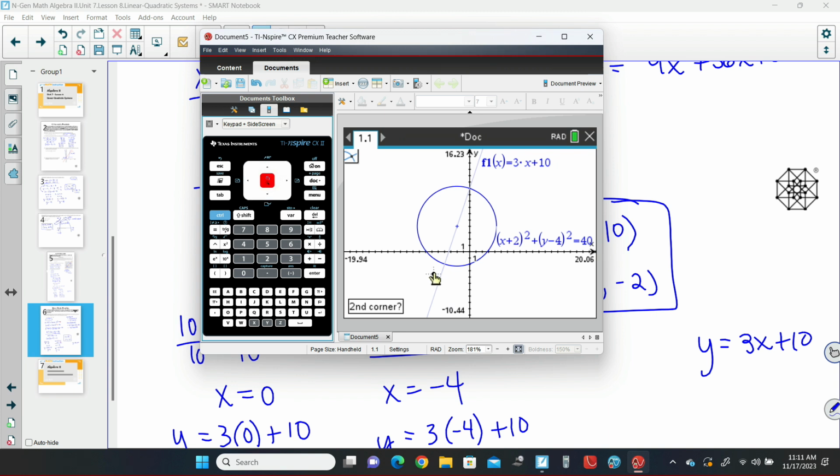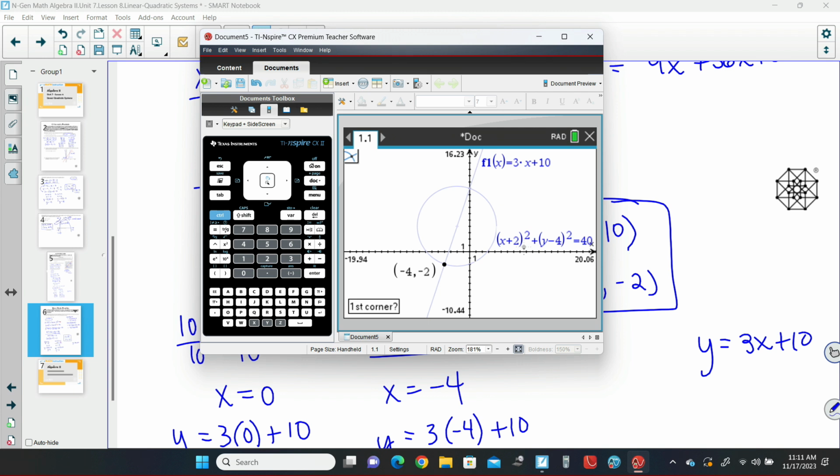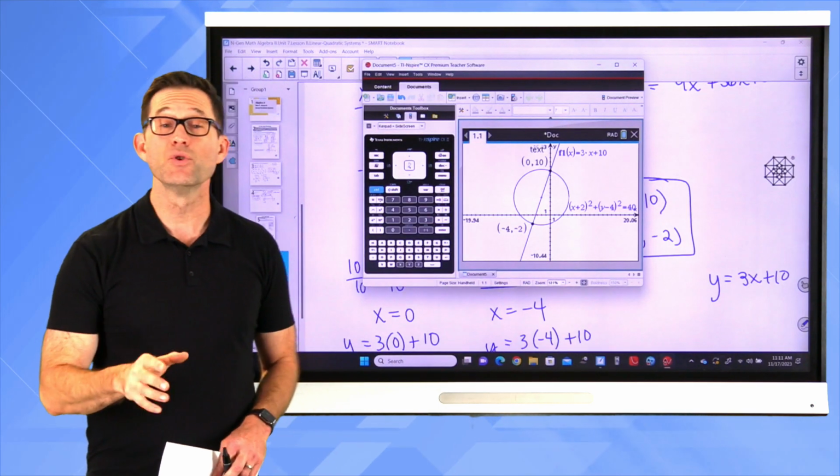So I'm going to put enter. Second corner, notice how it starts to draw a box. And I put enter, and there's my intersection point. Likewise, I can do it for the other one. Analyze graph, intersection point, first corner, enter, drag that box around, enter, and there's my second intersection point at 0, 10. Really super duper cool.